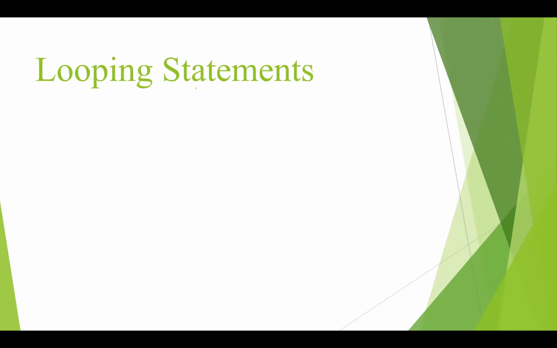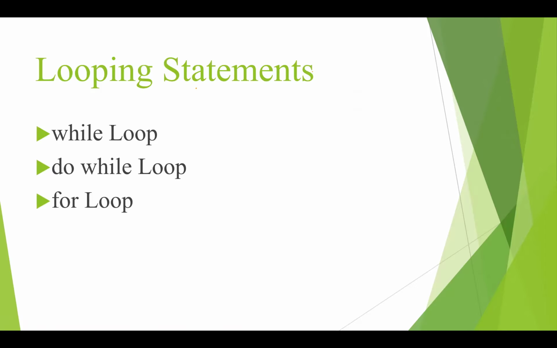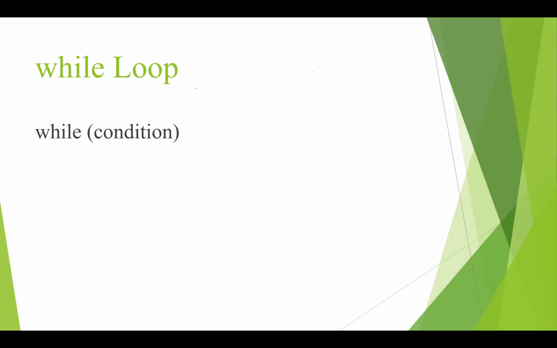So the next one is looping statements. There are 3 loops: while loop, do while loop, and for loop. First we discuss the while loop. What is the syntax of the while loop? Here we have to check the condition, while condition. If this condition is true, then the following statements ought to be executed.